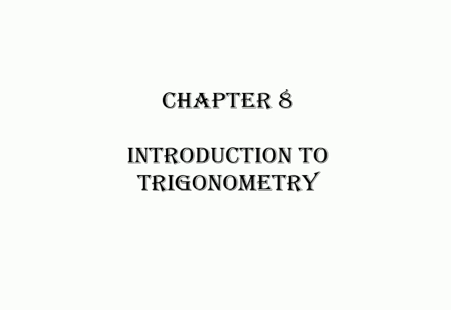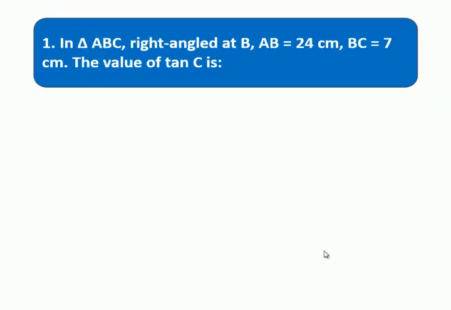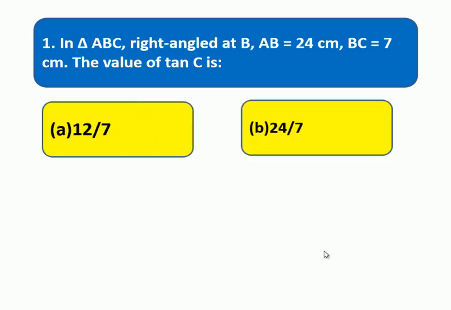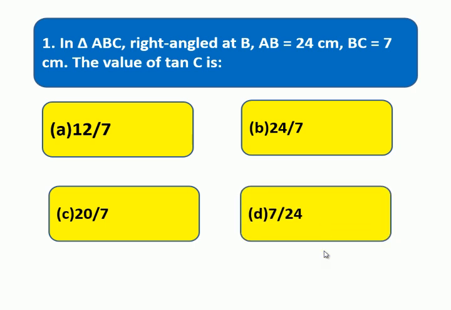Okay, so let's start with question number 1 of the MCQ. Be ready with your plain paper and pen. Here is your first question. In triangle ABC, right angle at B, AB is equal to 24 centimeter, BC is equal to 7 centimeter. You have to find the value of tan C. The options are 12 by 7, 24 by 7, 20 by 7 or 7 by 24. Calculate on a rough page, find the correct option and write it down on the plain paper against question number 1, either A, B, C or D.